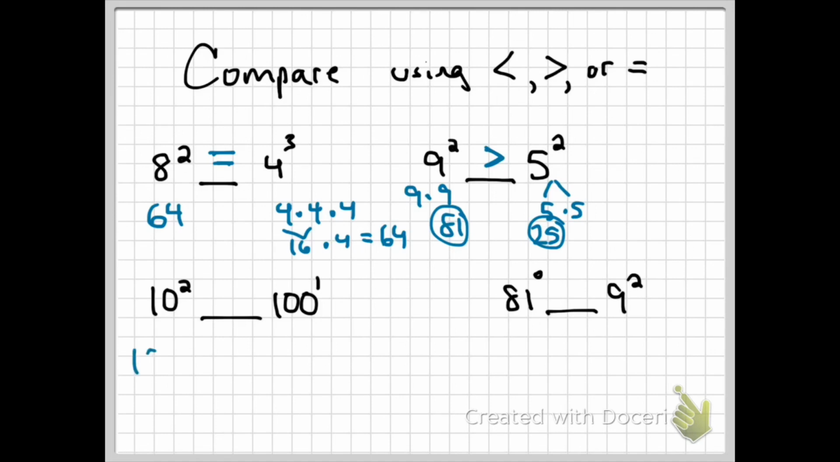10 to the 2nd power. Remember, you can throw two zeros on the back, or you can do 10 times 10, and you'll still get the same thing of 100. 100 to the 1st power is 100 as well. So these are actually equal to one another.